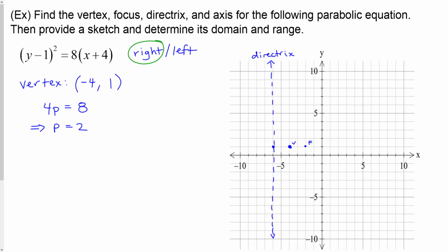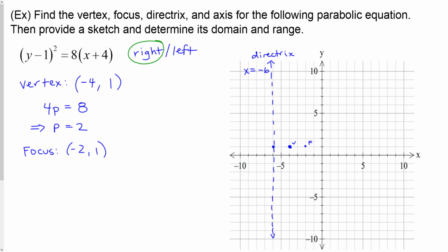And the equation of this directrix will be, it's vertical, so it will be x equals -6. The focus, I could get the coordinates of the focus at this point. So the coordinates of the focus, if I just look on my graph, it's -2, +1. I could use a formula to get that, but again, I've got a picture, I might as well use it.